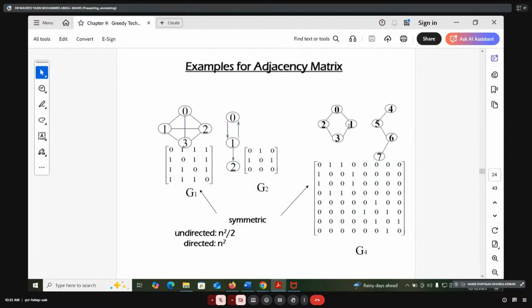From 1, yes, I have a connection to 0. 1 to 1 is 0. 1 to 2, there is no connection. 1 to 3, connection. And the rest is 0. From 2 to 0, yes, I have a connection. From 2 to 1, no. From 2 to 3, yes, I have a connection. And the rest is 0. From 3, I have a connection to 1 and 2. To 0, there is no connection. The rest is 0.